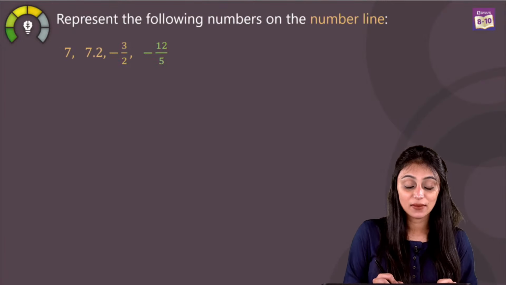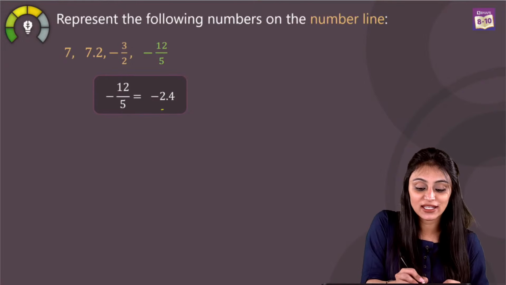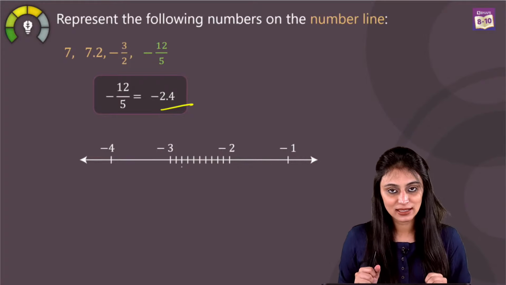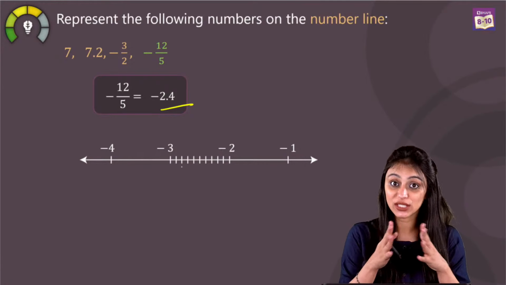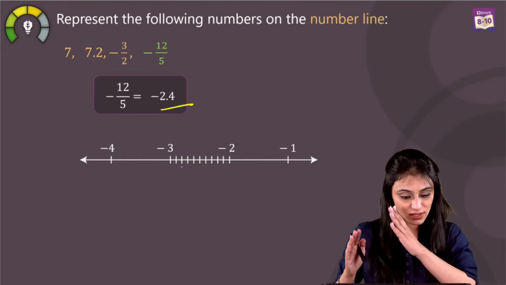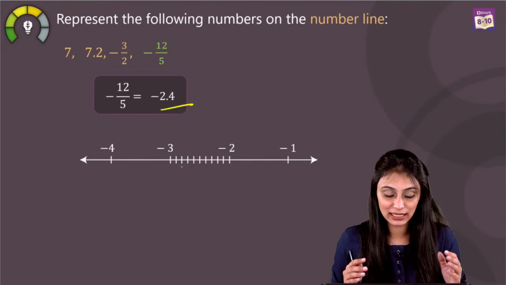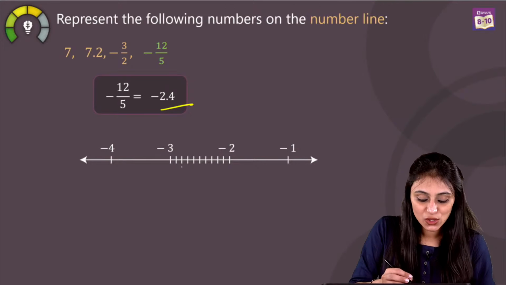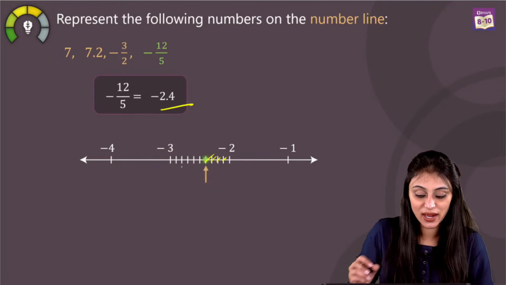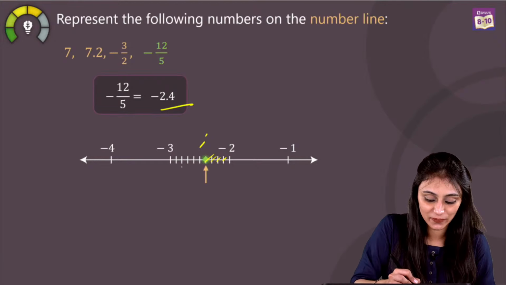Alright, let's take a look at minus 12 by 5 now, which is minus 2.4. So this is the number line. It will lie somewhere between minus 3 and minus 2. We have divided this region into 10 equal parts again. So it will lie to the left of minus 2, right? Because towards the left, the negative numbers are increasing. Okay. So here this is minus 2.1, minus 2.2, minus 2.3, and that's minus 2.4 over here.